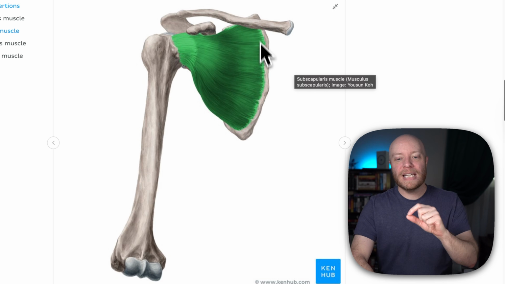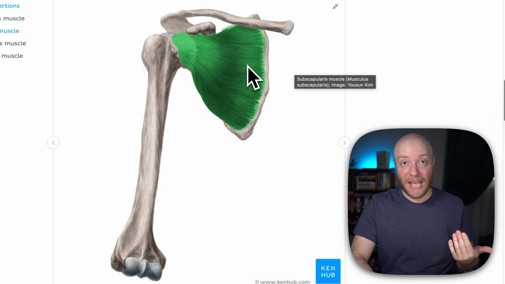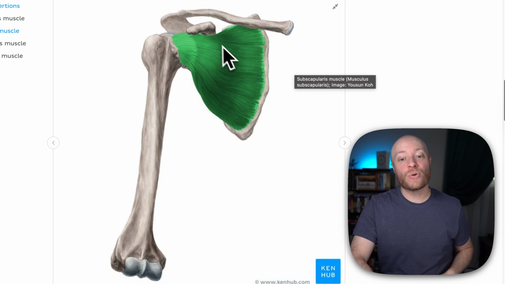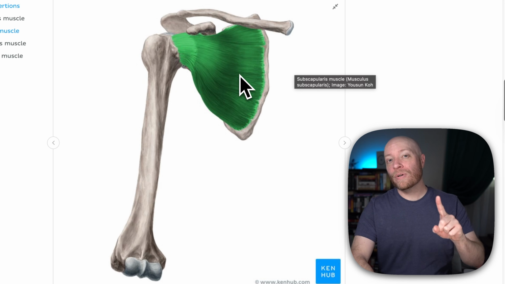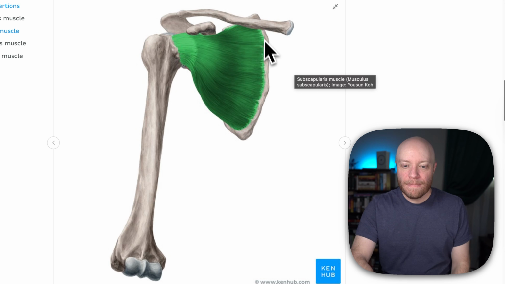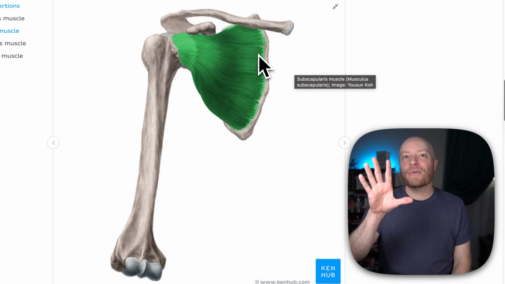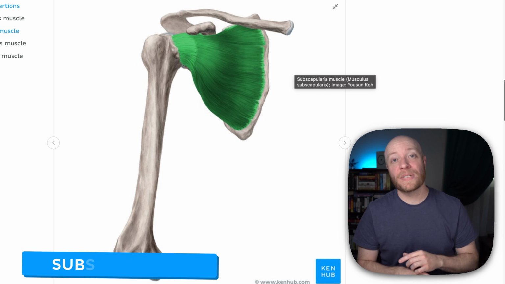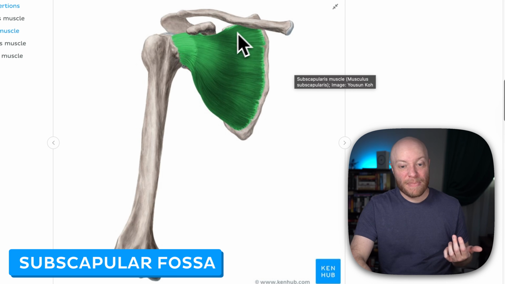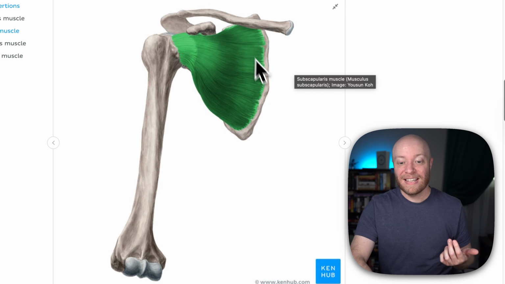Now, since it is going to be in front of the scapula in the human being, that means that it's crossing the shoulder joint anteriorly. And that's going to be important for its function. You see, this muscle is strongly anchored to the entire anterior surface of the scapula, which is called, and this is its origin, the subscapular fossa. And we're talking the whole thing it's anchored to.